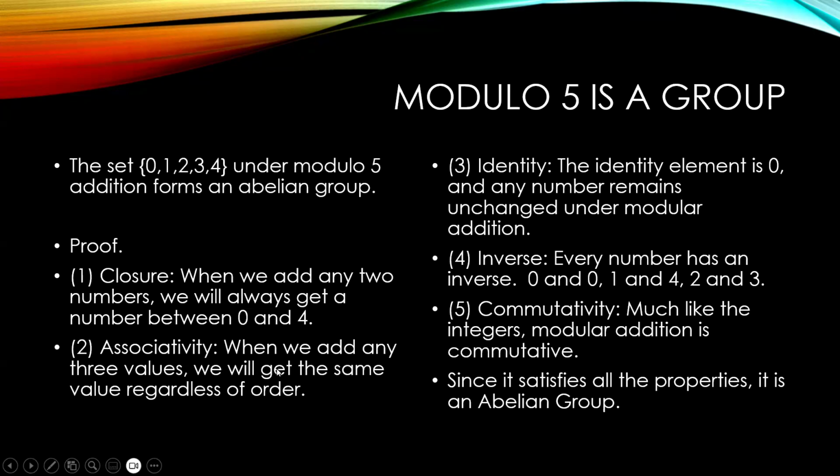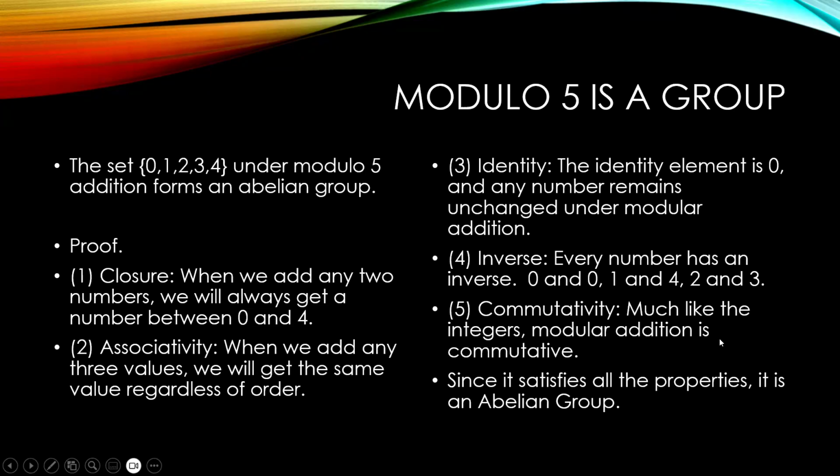Associativity. When we add any 3 values, we will get the same values regardless of order. We could really just think of adding the values together and then applying the mod 5 rule. Identity property. We have an identity. It's 0. If we take 0 and we add it to anything, we're not changing the value. We also have an inverse. And so 0 is its own inverse. The inverse of 1 would be 4. The inverse of 2 would be 3.